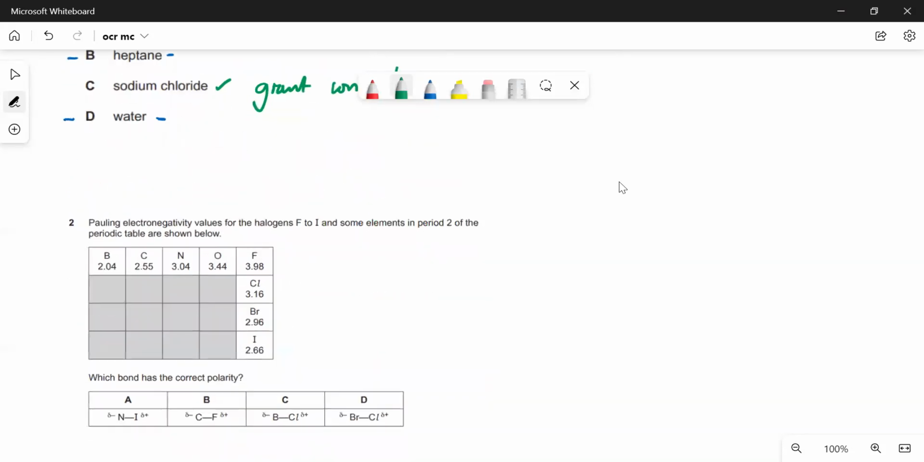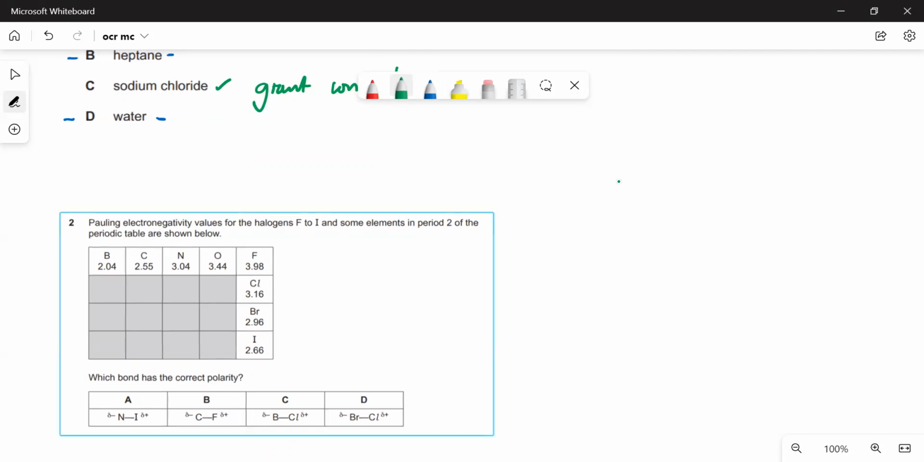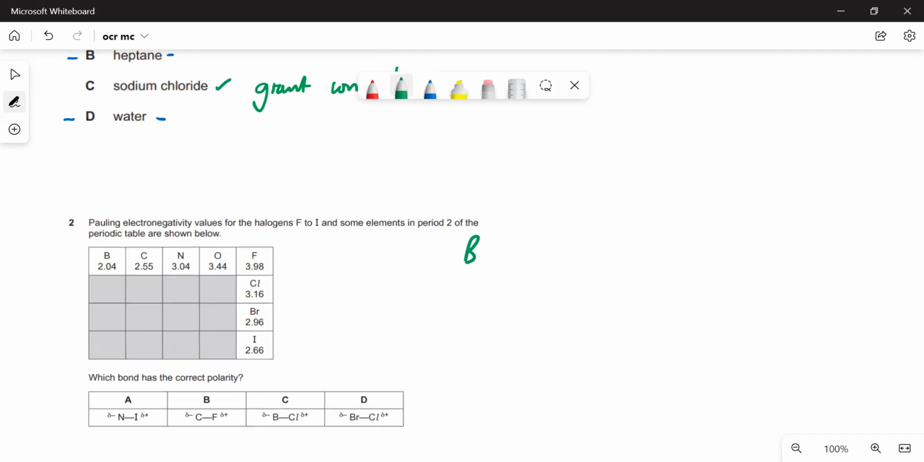Okay, we've got the Pauling electronegativity values for some elements in the periodic table there. So the higher the electronegativity, the better the atom is at attracting electrons towards itself in a covalent bond. So for example, we've got bromine chloride there. Chlorine is more electronegative, that's 3.16, so that's going to be delta minus, and bromine will be delta positive, a slightly positive charge. So D is wrong.